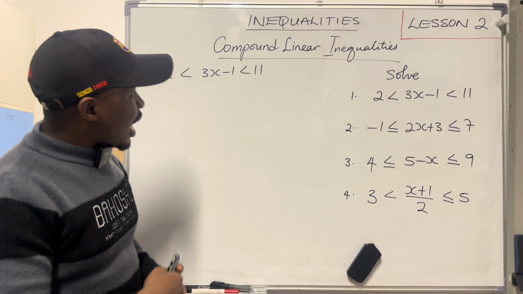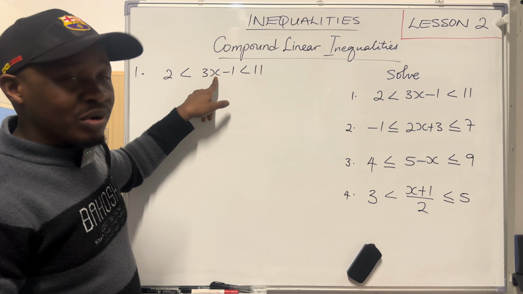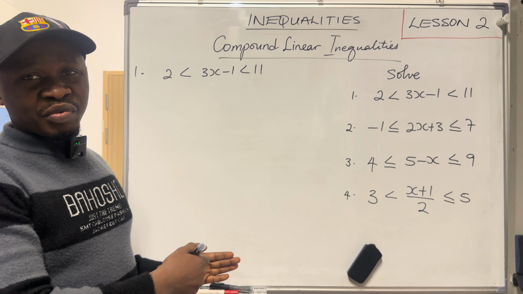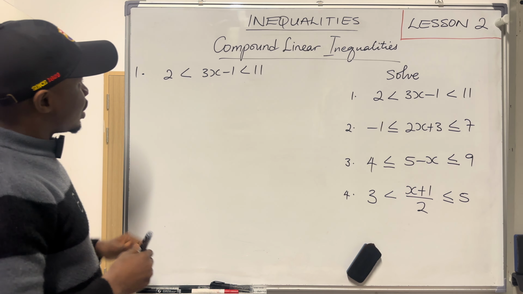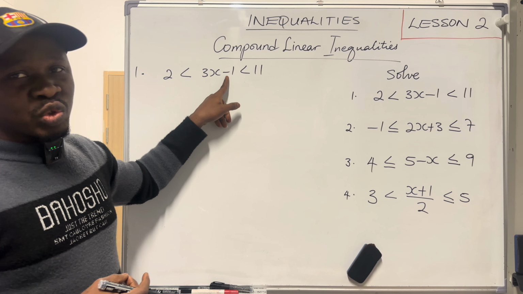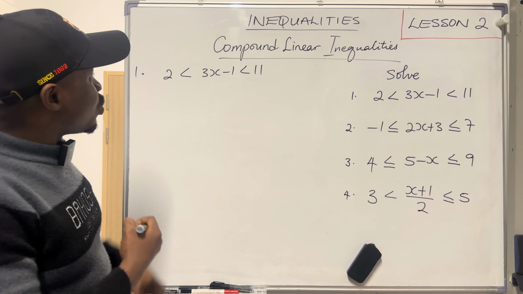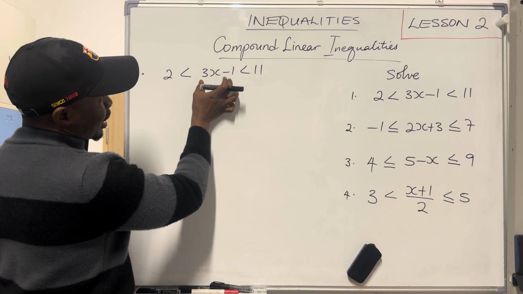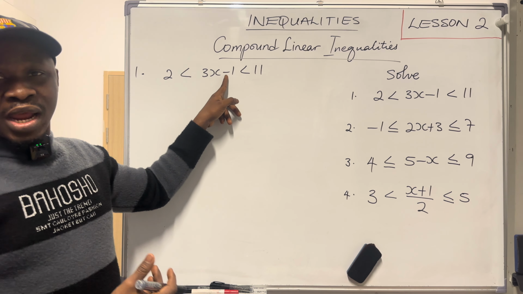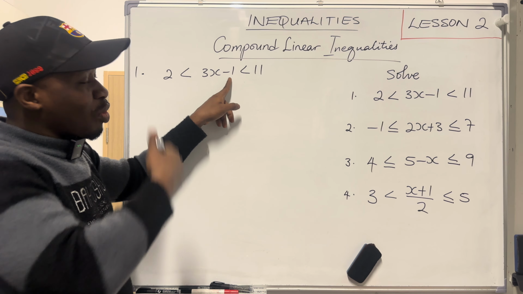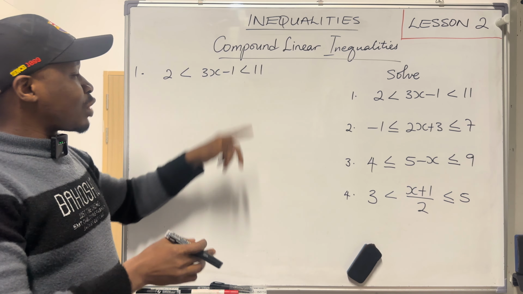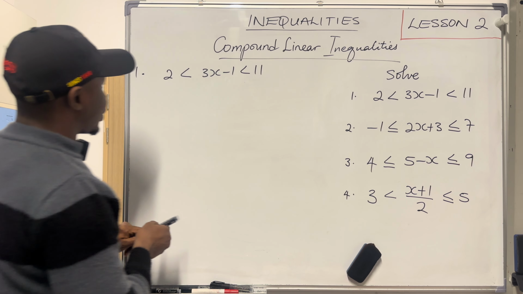Since the final answer is supposed to have the variable between the two symbols, let us do that from the very starting point. We want only x to start here. In other words, we don't want minus 1 here. What do we do so that we can remove minus 1 from 3x minus 1? We say 3x minus 1 plus 1. You know that minus 1 plus 1 will be 0, so minus 1 will be eliminated. See what I'm trying to say?